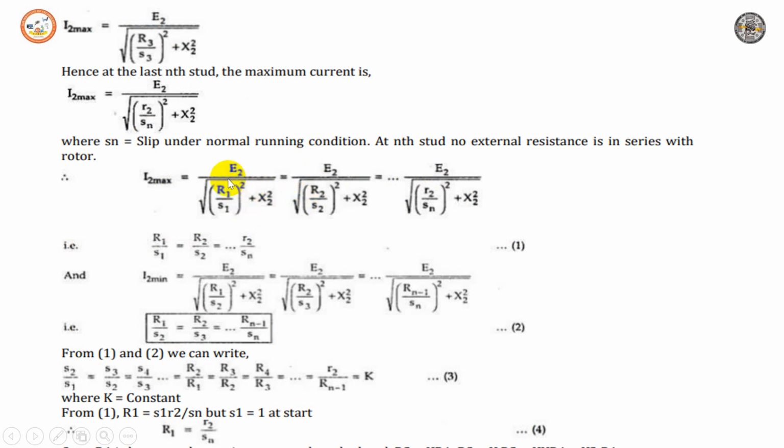If you observe, in order to make the equations equal, the numerator is equal, and the denominator x2 is common in all the denominators, but only the first term is varying. Therefore, if you equate these two, then the currents at each stud are equal. So when you equate it, R1 by S1, R2 by S2 will be equal to R2 by Sn.